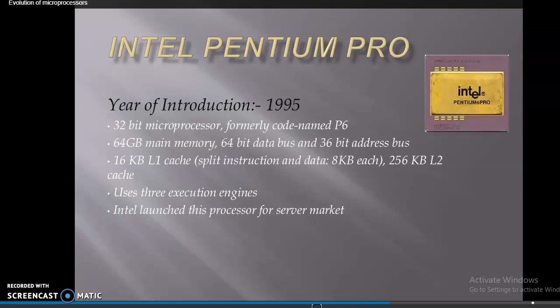And then Intel introduced the Pentium Pro processor in 1995. It is also a 32-bit microprocessor. It has main memory of 64 GB and a 64-bit data bus. So the processing capacity of this microprocessor is very high compared to the previous ones, the 16-bit and 32-bit microprocessors. Compared to the past, this Intel Pentium Pro had very fast computing capacity.